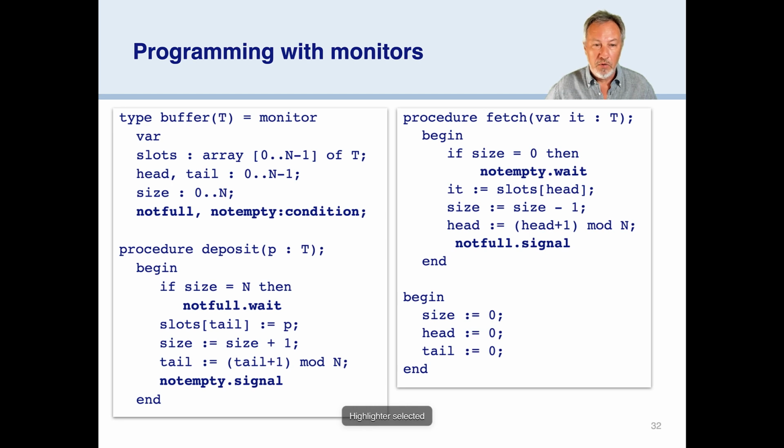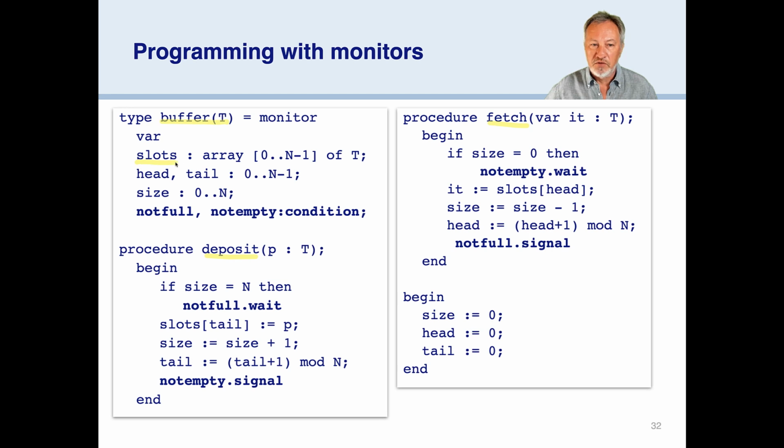In this example, we have a buffer of type T, so it holds elements of type T, where T is any kind of data structure object, and it's declared to be a monitor. The monitor has two methods, two operations, one called deposit and the other called fetch. So deposit puts an object into the buffer of type T and fetch will get it out again.